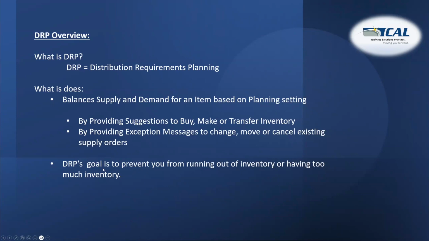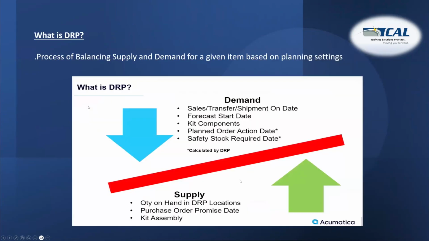The goal of DRP is to prevent any company from either running out of inventory or having too much inventory, right? That could be as big of a problem as running out of inventory. So again, DRP is going to help you balance that supply and demand.